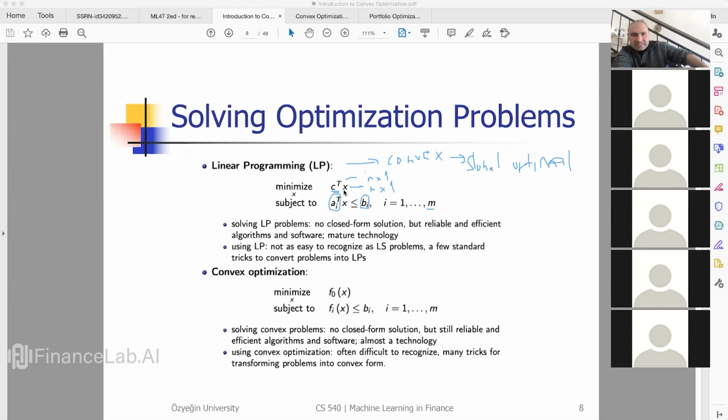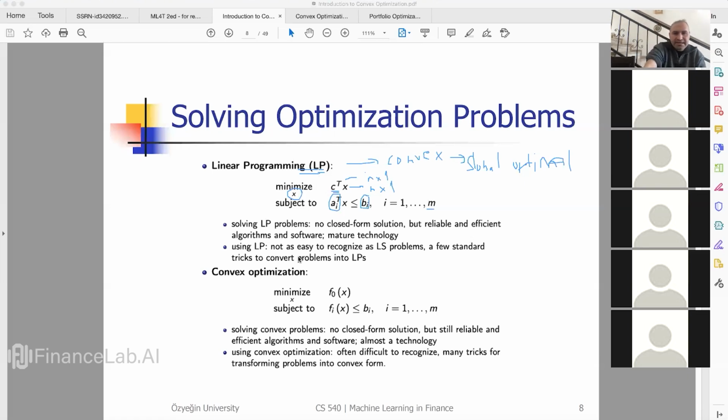As you notice, this expression is linear in terms of x, and the constraints are also linear in terms of x. Since both the objective function and constraints are linear in terms of x, the problem is called a linear programming problem. And the variables we optimize are the x values here.